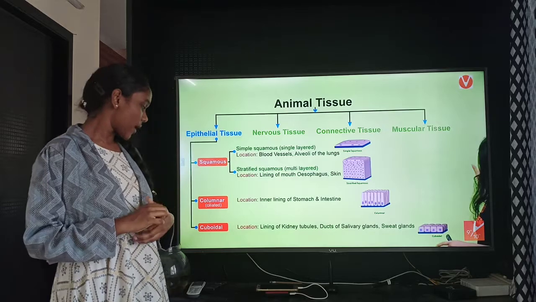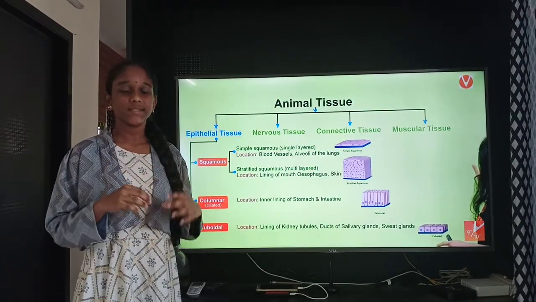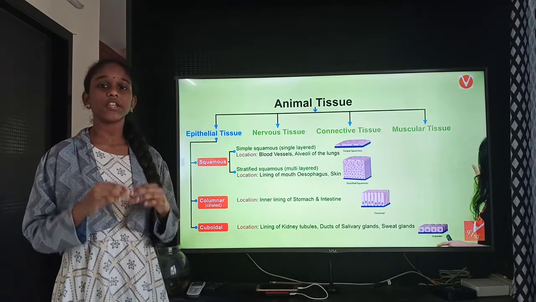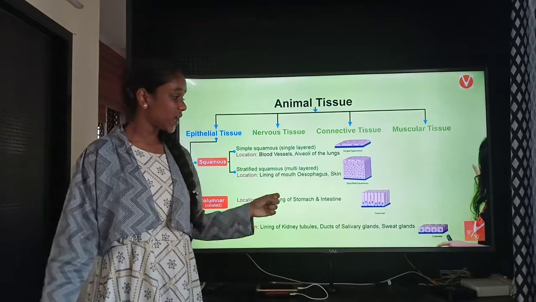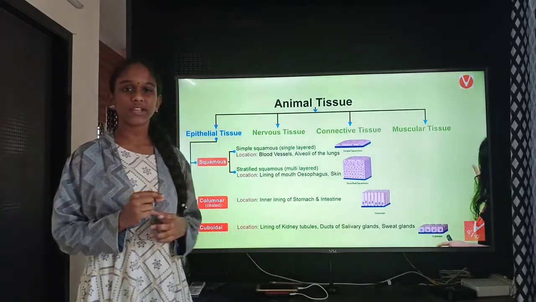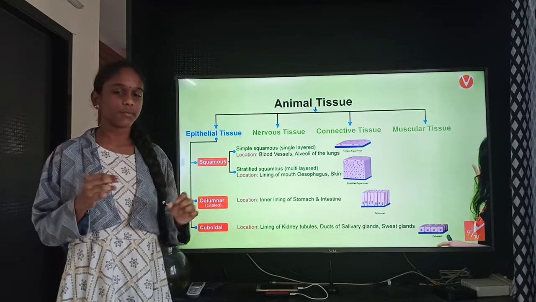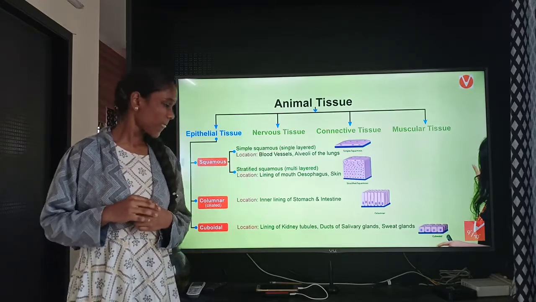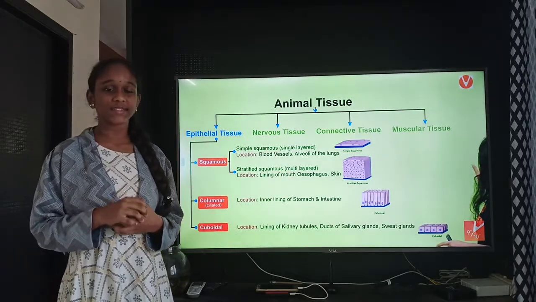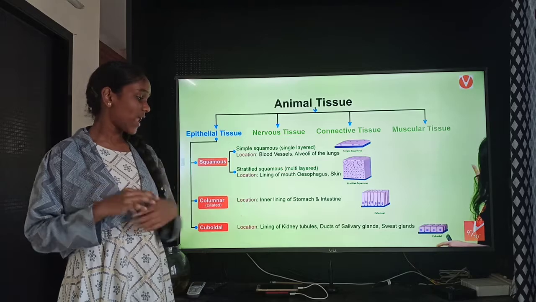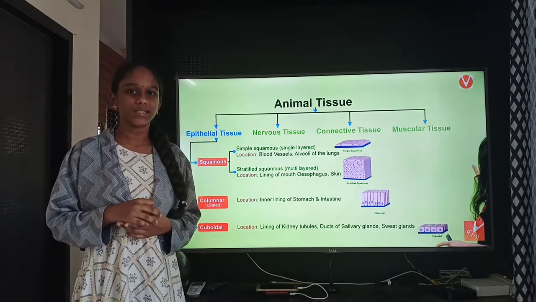Now let's talk about cuboidal. When the word cuboidal comes, it means these tissues are also in cuboid shape. You can find this here in a cuboid shape, and here you can find that all the cells or nuclei are bigger, a bit huge. So these are found in ducts of salivary glands, sweat glands, and also in the lining of kidney tubes. So it means they're mostly found in glands.